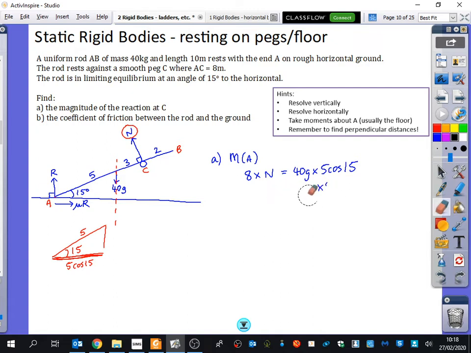So n is equal to 40g times 5 cos 15 divided by 8, which was what, sorry? 237. Can you give me the longer one? 236.5. A little bit longer? 236.518. Okay. Then I'll say that's equal to 237 newtons. Yes, Sadia, what was your question? Are you sure? 100% sure? Because I don't mind a stupid question.